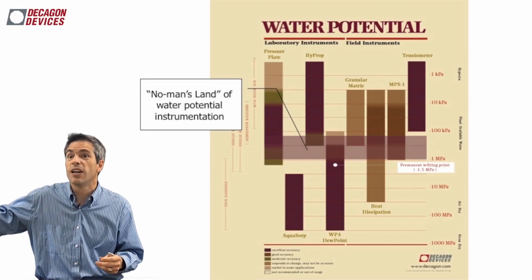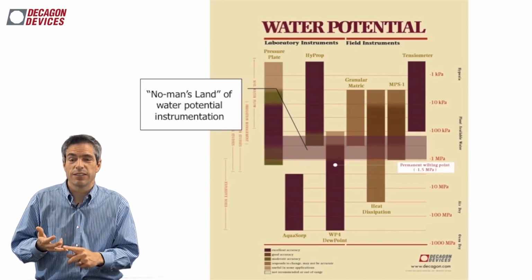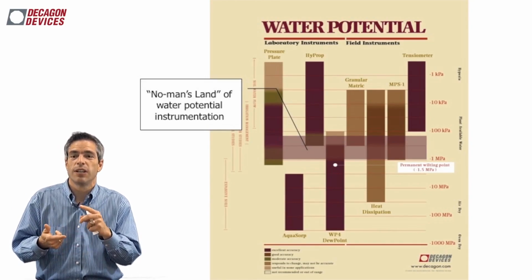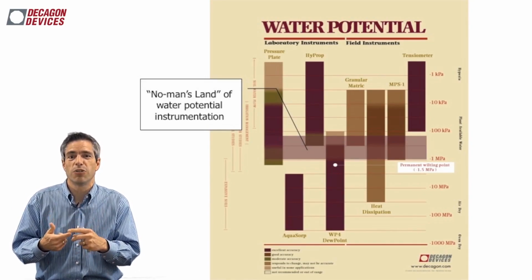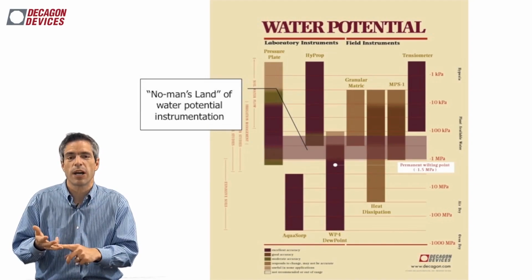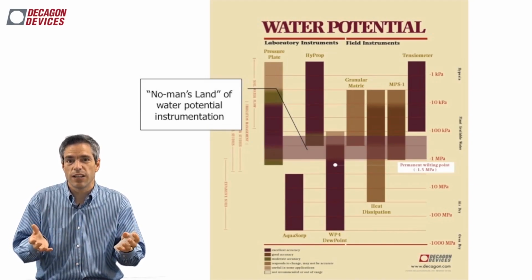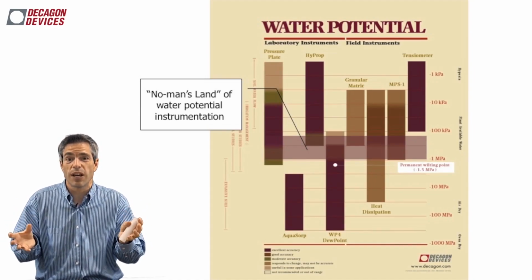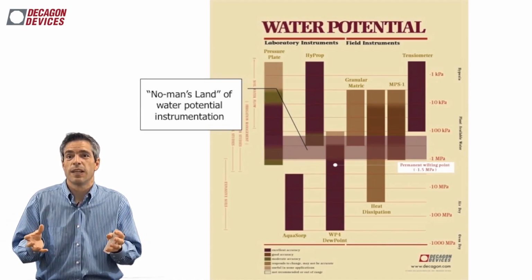If you look at it here, you have pressure plate, you've got HYPROP, we'll talk about in a little while, I haven't mentioned that. You've got the dew point potentiometer, the granular matrix sensor, which we talked about, the electrical resistance, that's the granular matrix sensor. Heat dissipation we talked about. The MPS1 is that capacitance type sensor, the tensiometer. All our gentlemen are there that we talked about already.